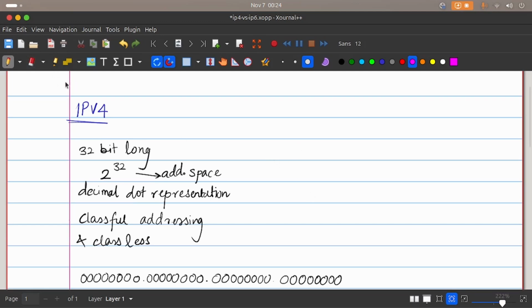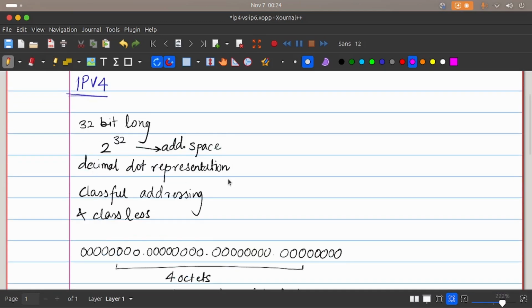Basically, IPv4 is pretty common. It's a 32-bit long address with 2 to the power 32 address space, which, doing some quick mental maths, comes out to be 4,29,49,67,296 unique IP addresses. But this is kind of a scam because a majority of these IP addresses are not even used. Some of them are just kept reserved.